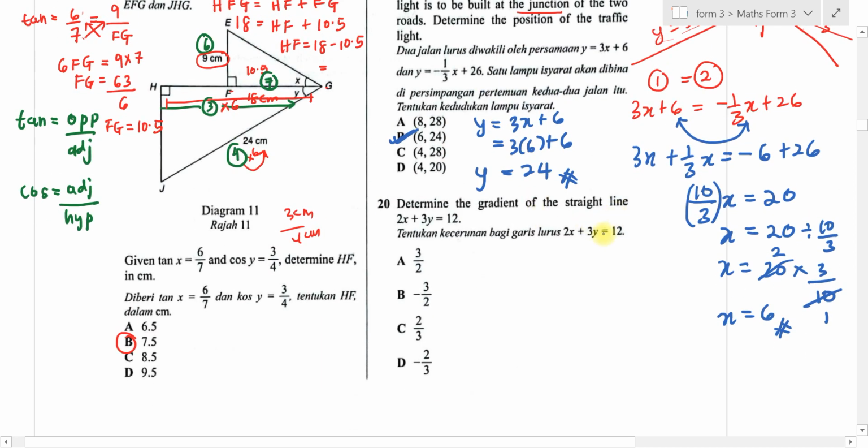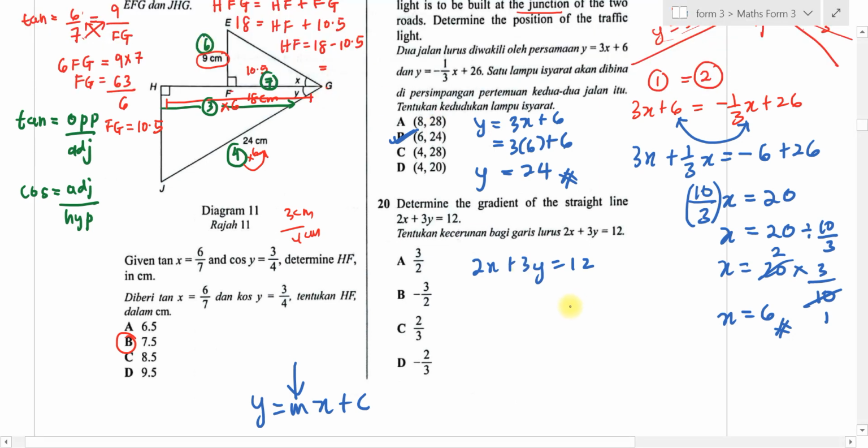Okay. Finally, question number 20. Determine the gradient of the straight line. The easiest question. 2x plus 3y equals 12. You arrange them in the form y equals mx plus c. You arrange in this form, then only you can see m is the gradient.